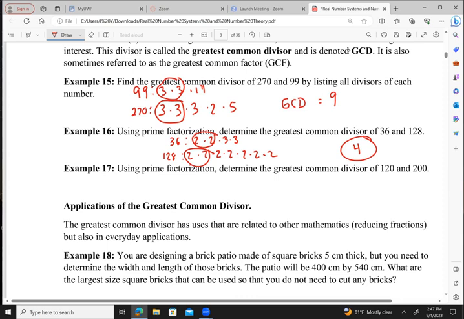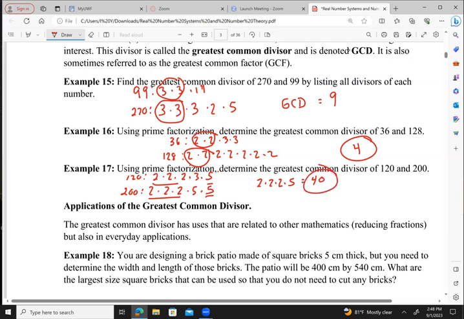Again, using prime factorization, determine the greatest common divisor of 120 and 200. 120, I have 2 times 60, which is 2 times 30, is 2 times 15, which is 3 times 5. For 200, I have 2 times 100, is 2 times 50, 2 times 25, which is 5 times 5. So now I have 3 2s and a 5. So my greatest common divisor is 2 times 2 times 2 times 5, which would be 40.